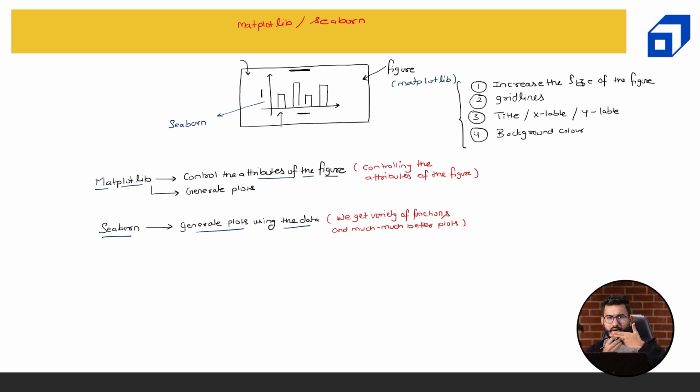It can be Seaborn, it can be Plotly, it can be anything. Okay, so these are the two core libraries, and I hope you guys understood why we need these two libraries and what is the core objective of these two libraries. Now let's try to understand how to make use of them.